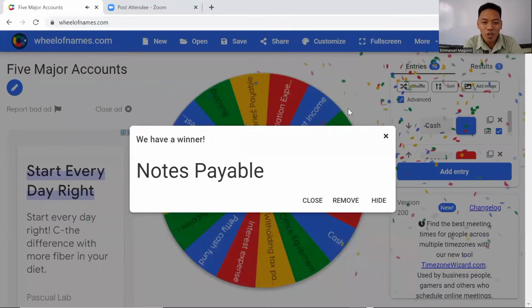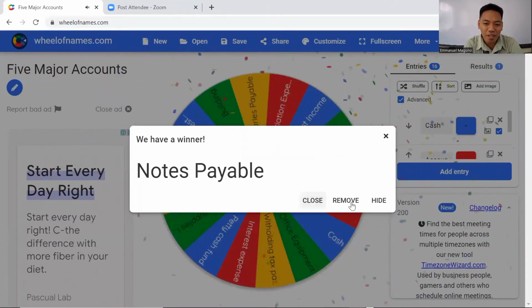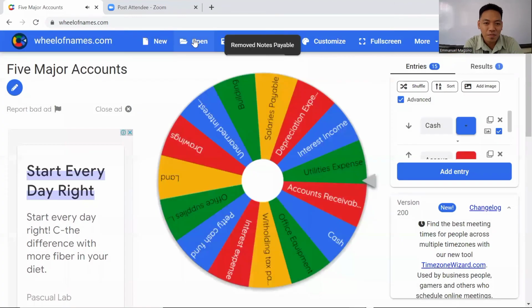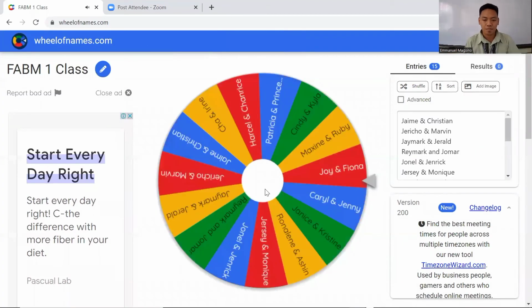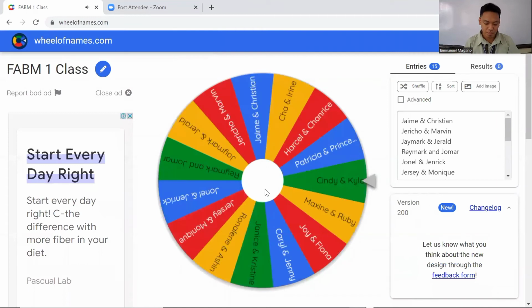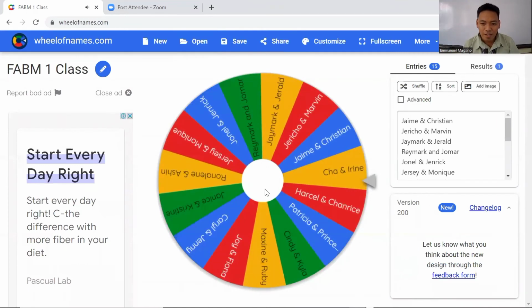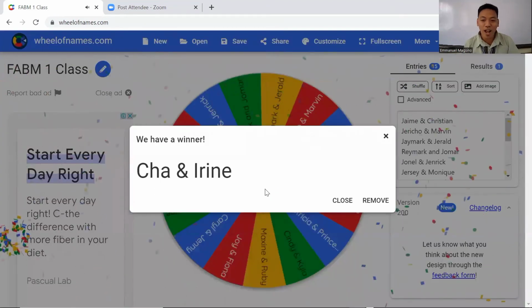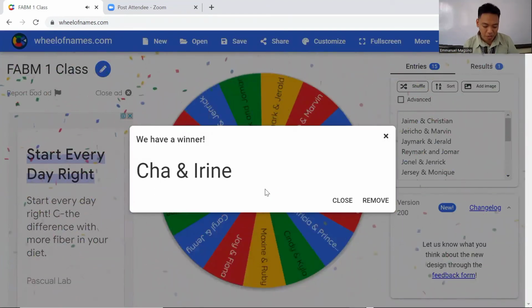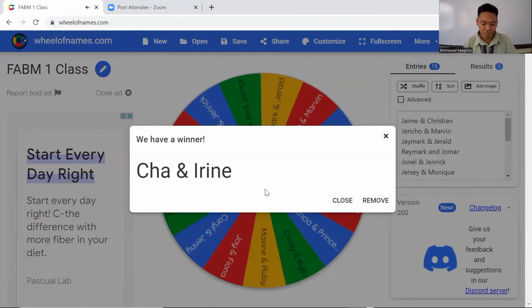Okay, notes payable. Who will be the first to answer this question? Okay, we have Cha and Irene. What is your answer? Notes payable. Okay, current liabilities. Okay, correct. So the answer is current liabilities.